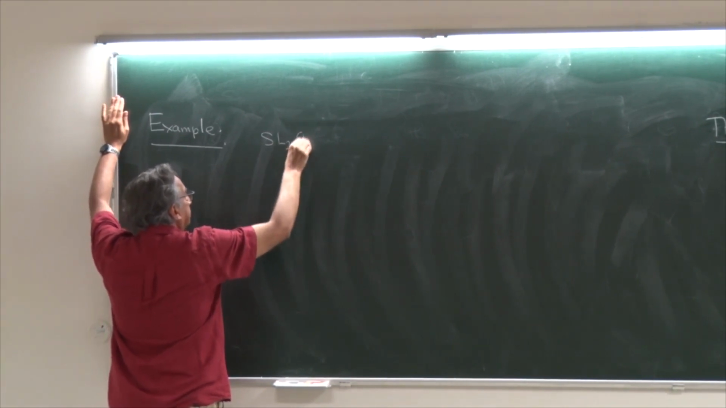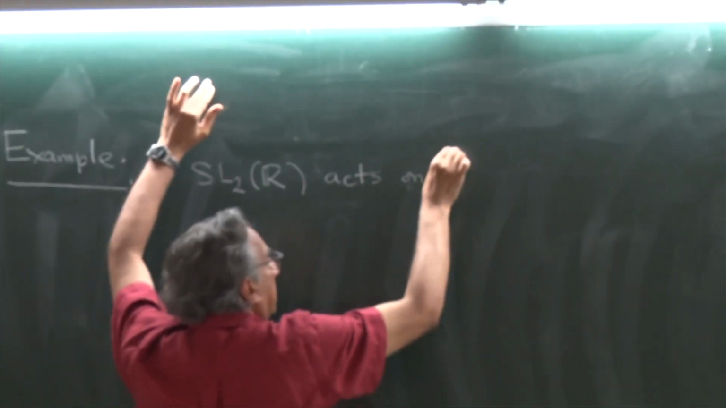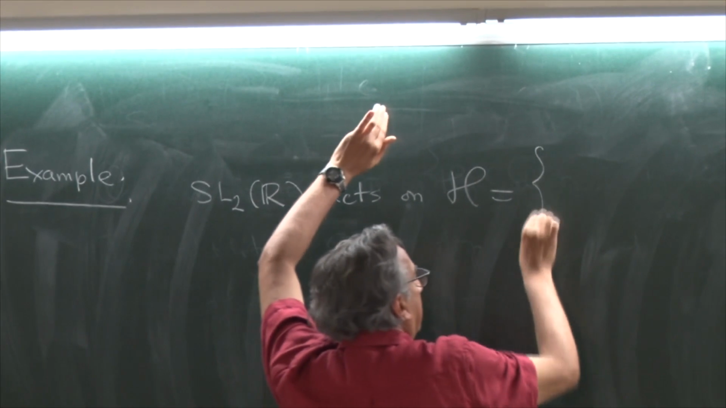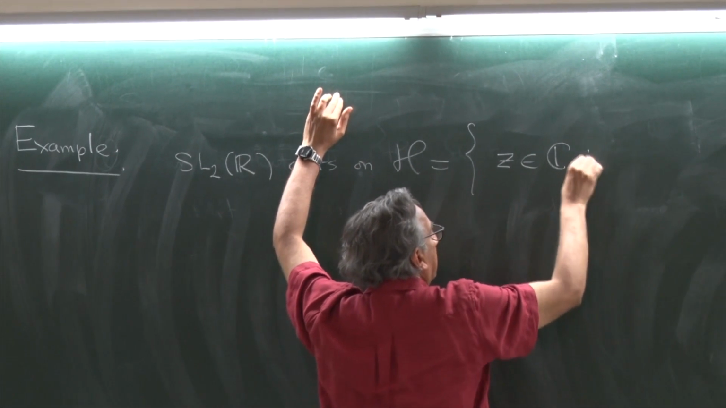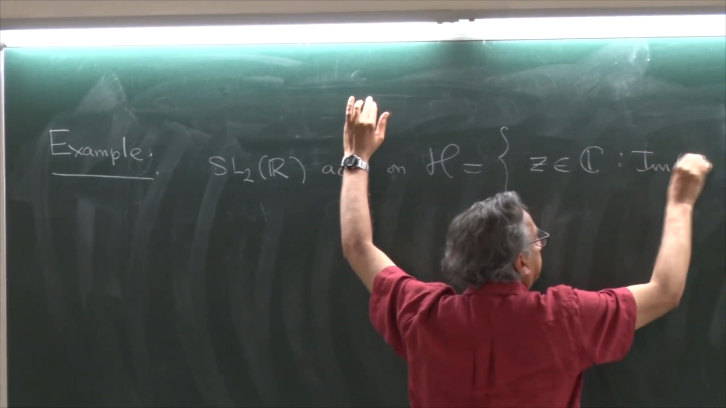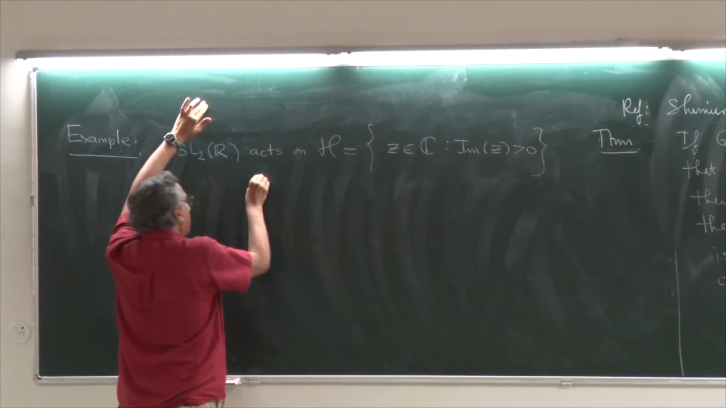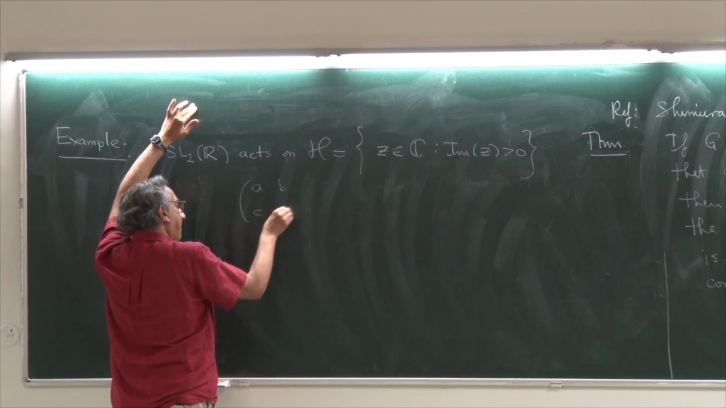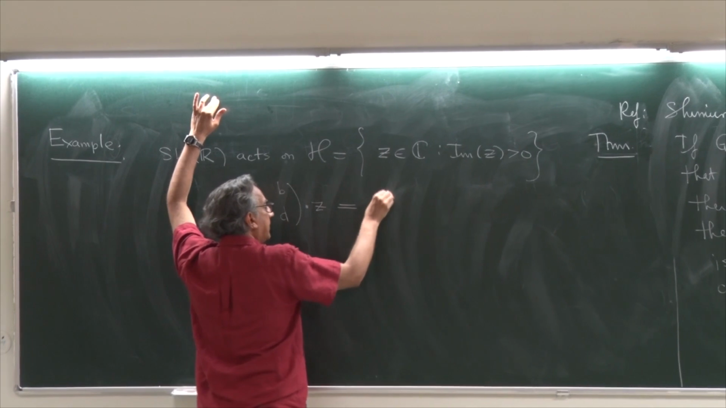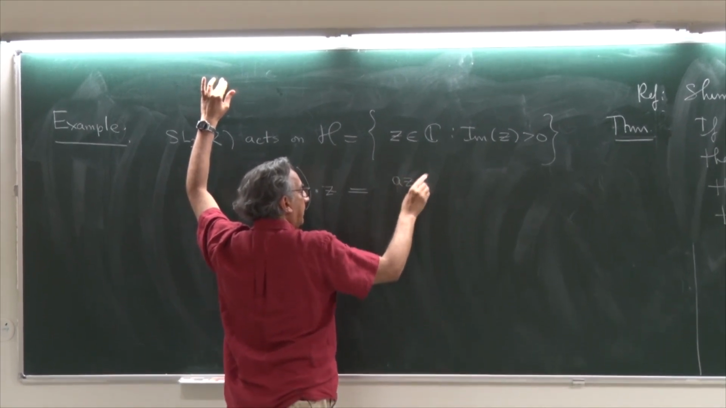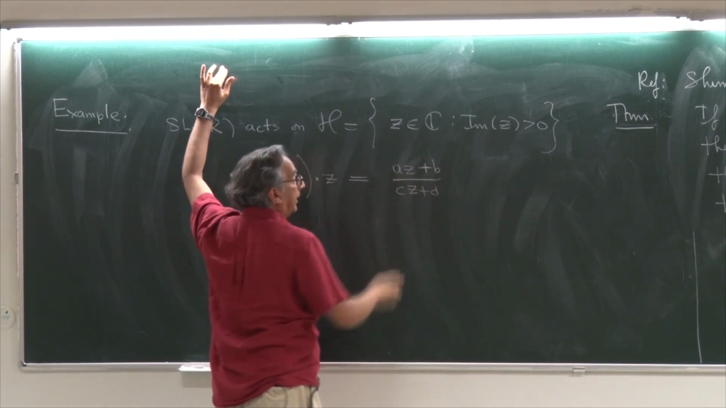SL2R acts on the upper half plane. The upper half plane is the set of all complex numbers with positive imaginary part. The action is: you give me a matrix A, B, C, D, and it acts on the point Z by sending it to (AZ plus B) over (CZ plus D). And you can check now, is this an action or not?